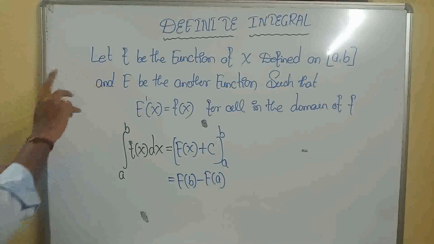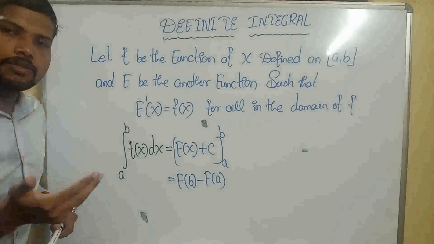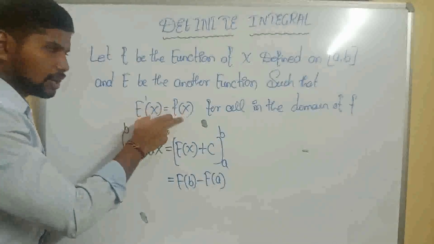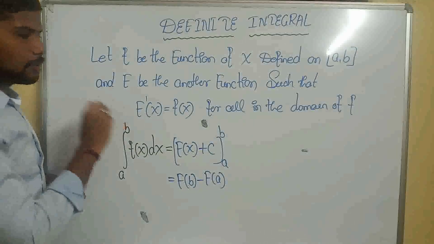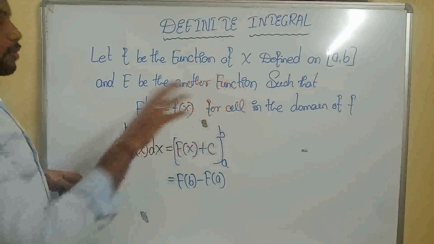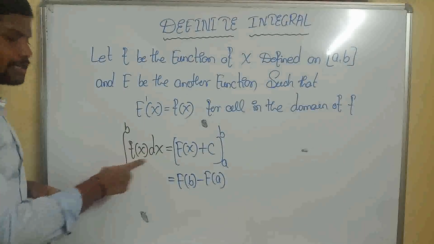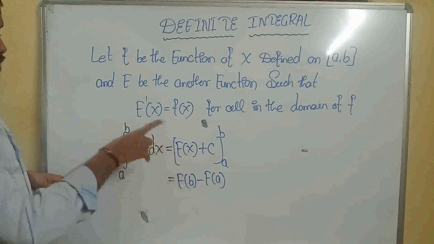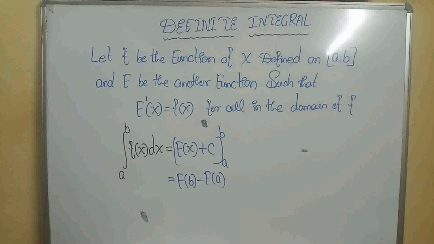Let f be the function of x defined on a closed interval [a, b], and capital F be another function such that the derivative of capital F of x is small f of x, meaning the integral of small f of x is capital F of x. To understand it properly, I am giving the notation: for all x in the domain of f, the integral of f of x dx over the interval a to b can be written as capital F of x plus c. Apply the upper and lower limits, a being the lower limit and b the upper limit, which is called the definite integral of f of x from a to b.